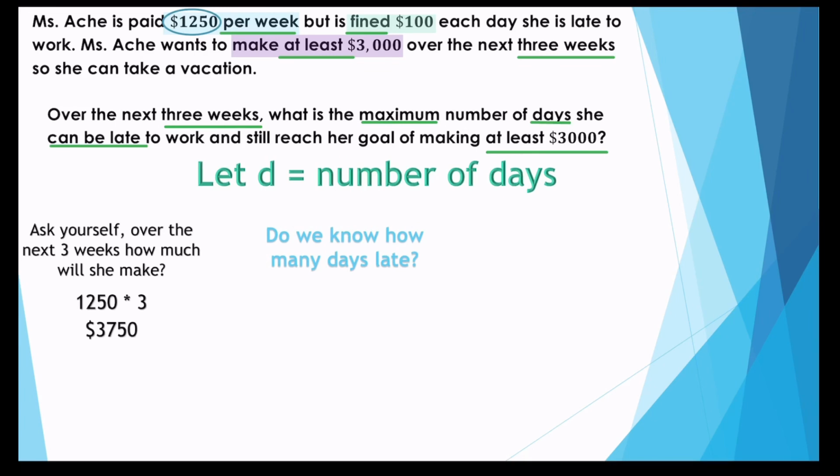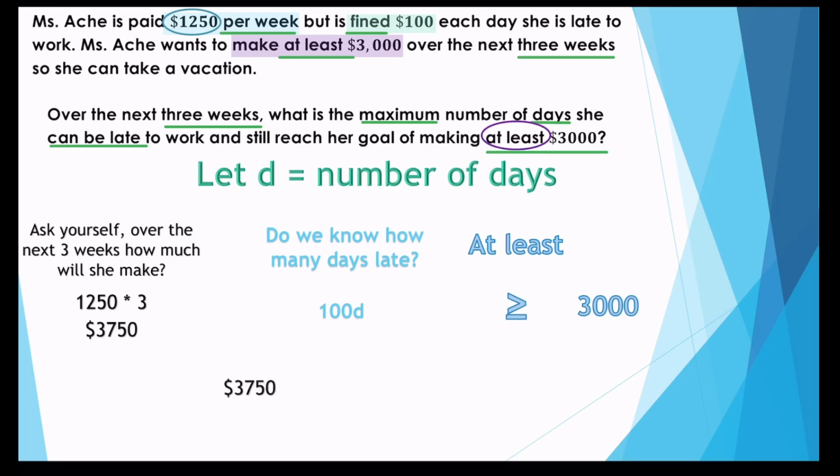What else do we know? Do we know the number of days she's going to be late? No, we don't. Okay, that's our D. And we know that every day she's late, she's going to lose $100. Okay. We know that we want to at least make $3,000. So at least, meaning what we have here can be bigger, but it has to be at least equal to the $3,000. So now my question is, what are we doing with these numbers here?